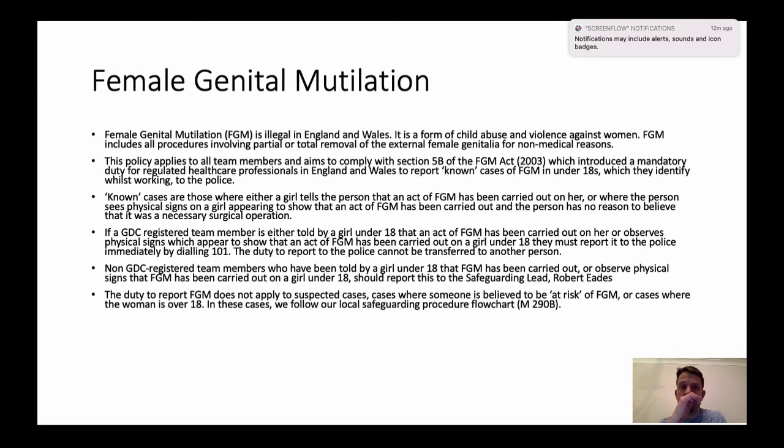Female genital mutilation is illegal in England and Wales. If there are any cases where basically there's reason to believe that FGM is going to take place or has taken place, you certainly need to come and see myself, and basically we would follow the protocol that's in place for that.